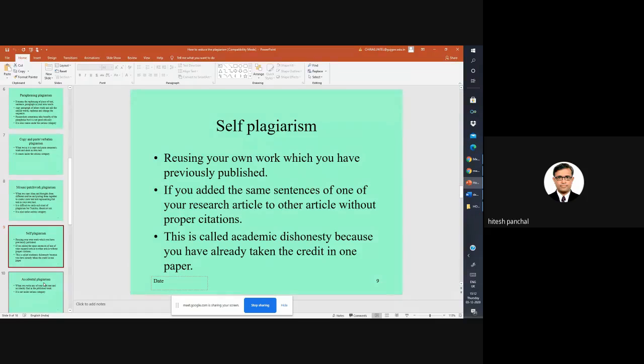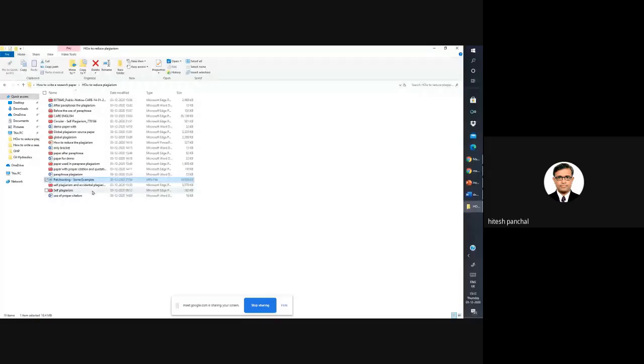And self-plagiarism is also called academic dishonesty because you have already taken the credit in one paper, so the same credit you cannot take in other papers. That is called self-plagiarism, and it is also considered academic dishonesty. So let me show you some views regarding self-plagiarism, so you can understand very clearly regarding self-plagiarism.